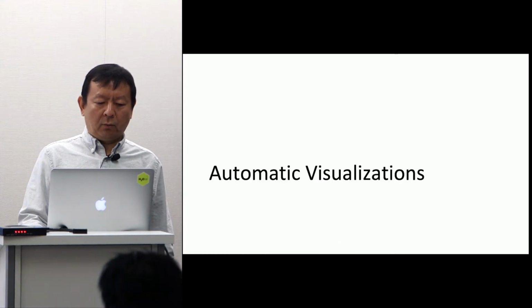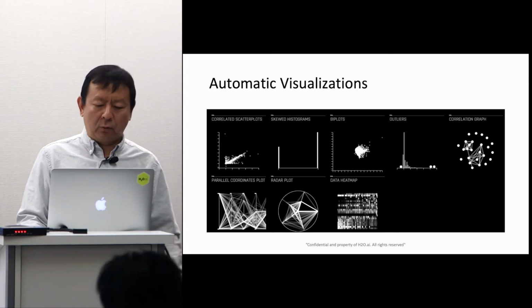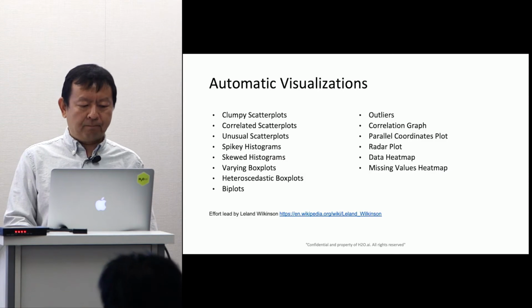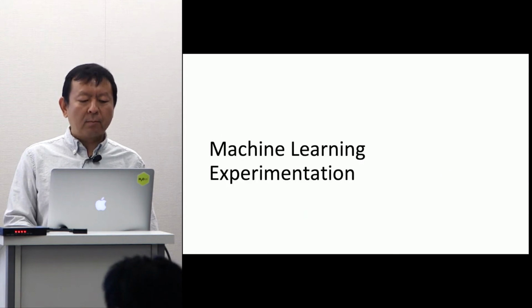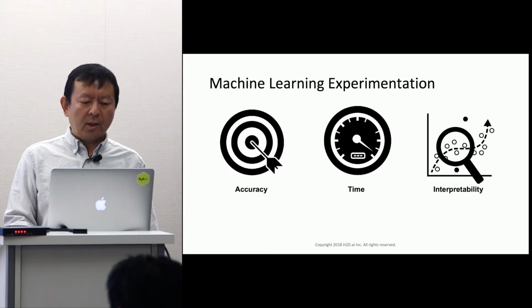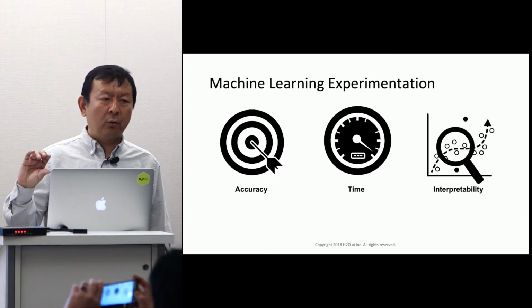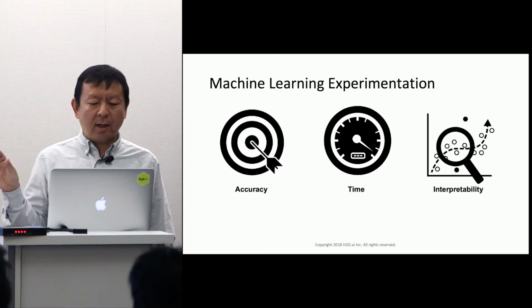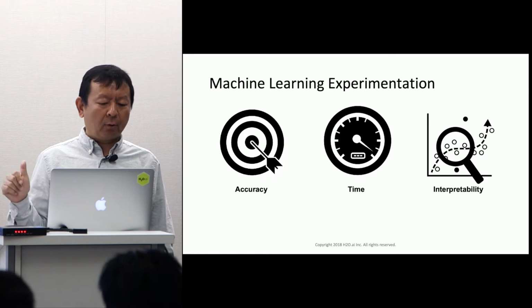Let me just quickly go through automatic visualization. You will do this by yourself later. This is the machine learning experiment. Inside of Driverless AI, when you run your experiment, there are 3 main knobs you need to set up: accuracy, time, and interpretability.